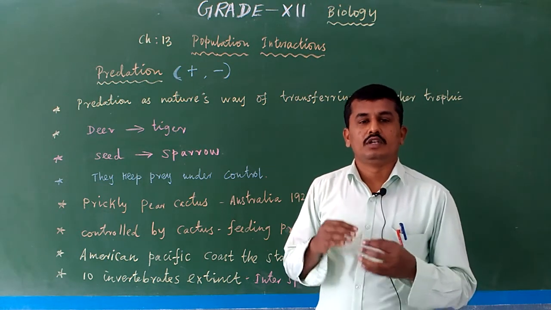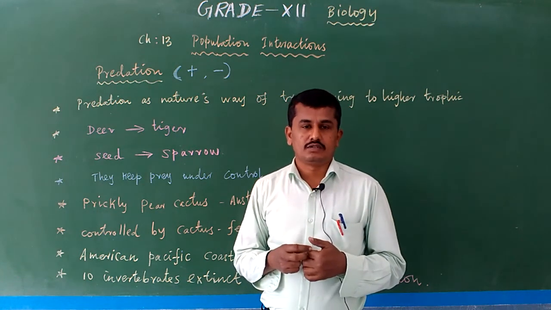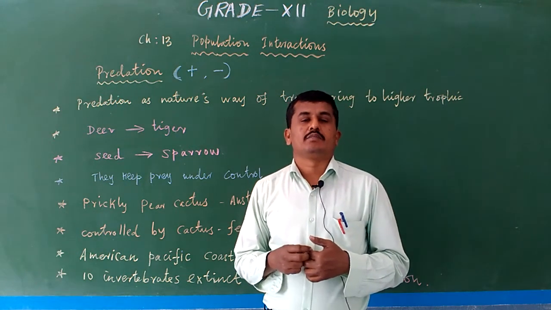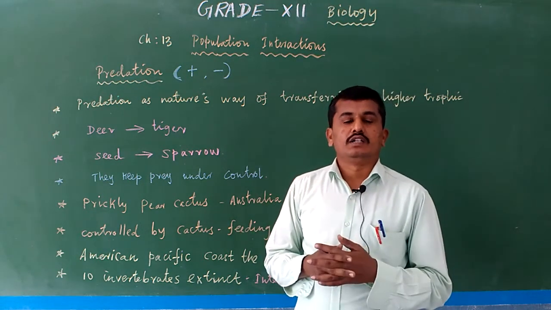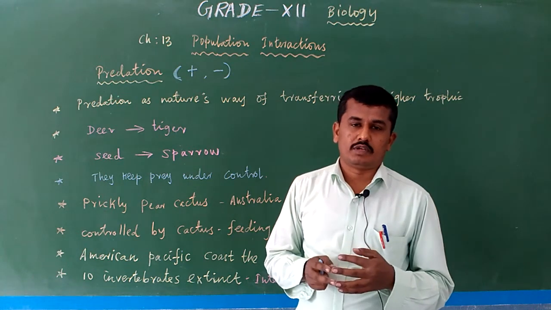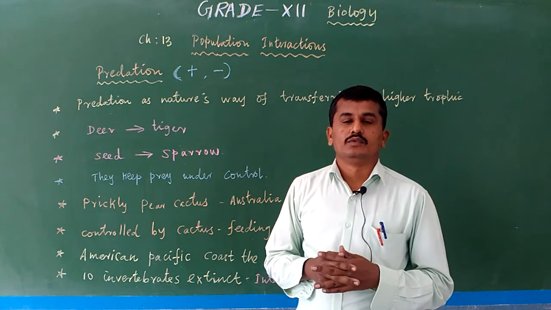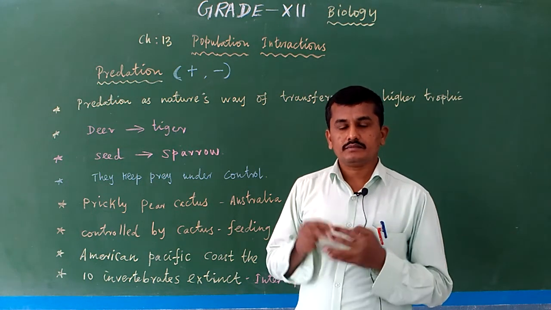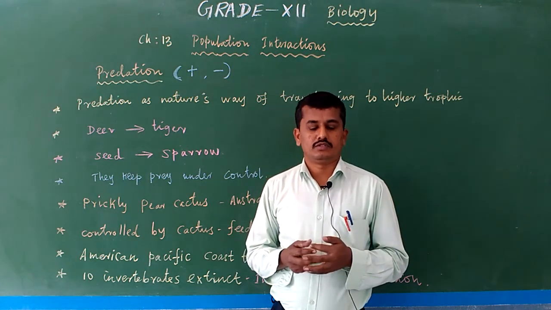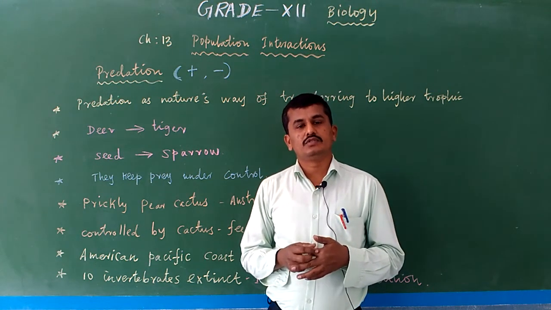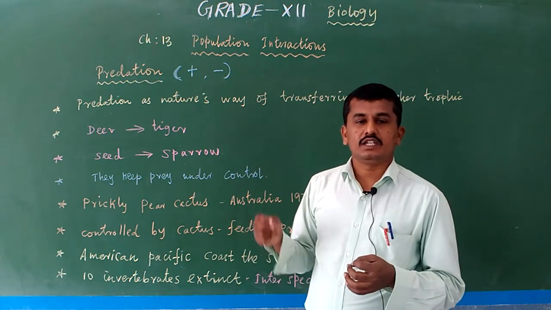For example, the producer is on the first trophic level, the primary consumer is on the second trophic level, the secondary consumer is on the third trophic level, the tertiary consumer is on the fourth trophic level, and maybe quaternary consumers are also present. So in a general food chain, the producer only produces the food, so it gives energy and food to all the other consumers. So predators actually eat the prey.